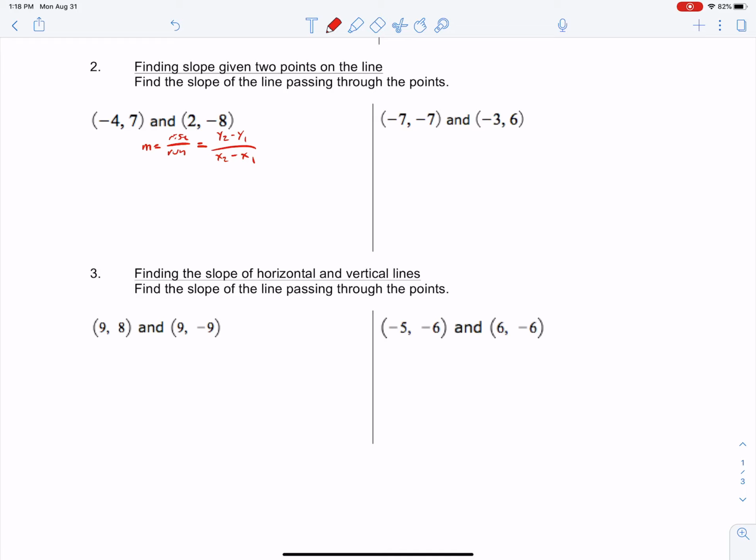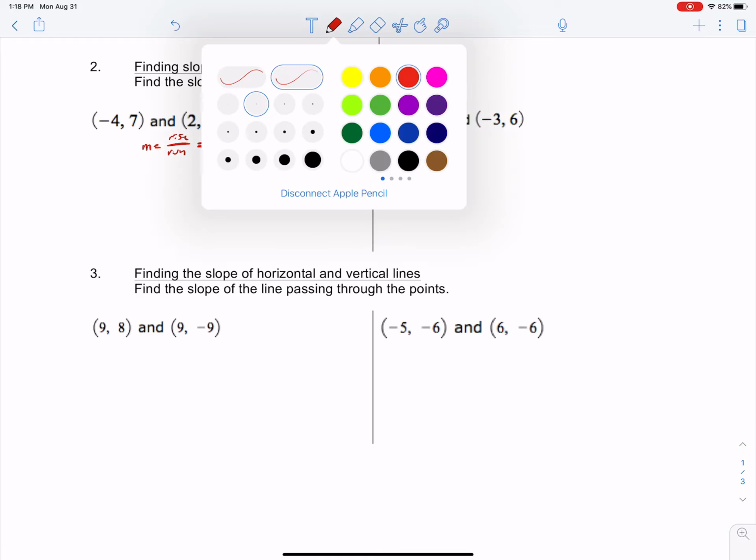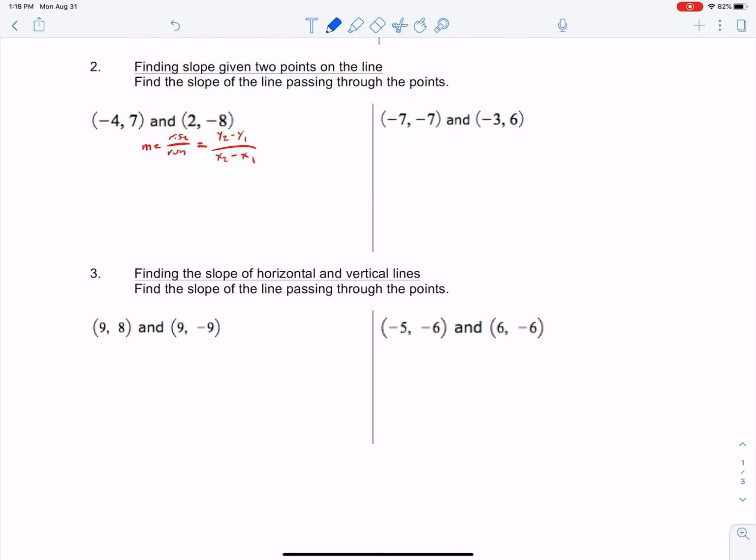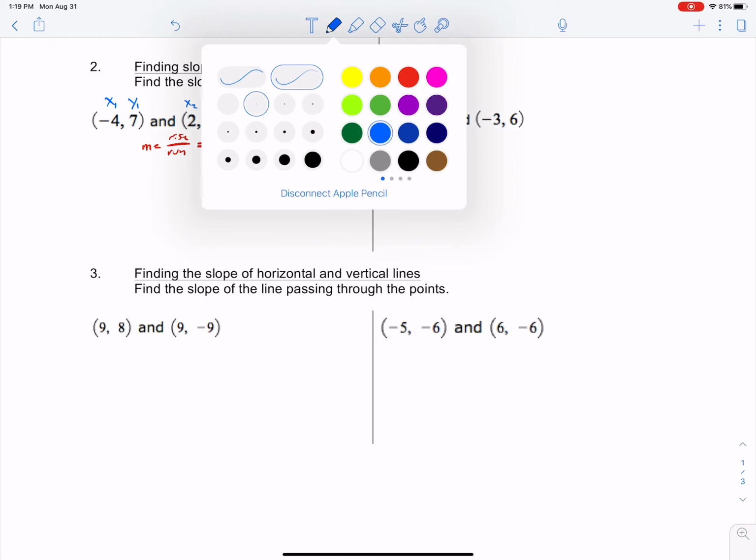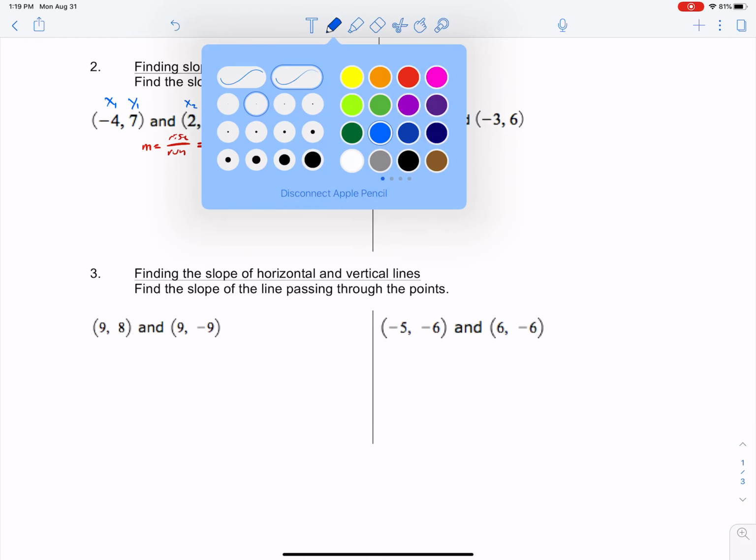So when I see that I'm given 2 points, from these 2 points, I'm able to find my slope. And so what we want to do is label this negative 4 as x1. The 7 is going to be my y1. This is going to be my x2 and y2. You do not want to mess this part up, because when I plug these numbers into my slope formula, there's a possibility it's going to be wrong.